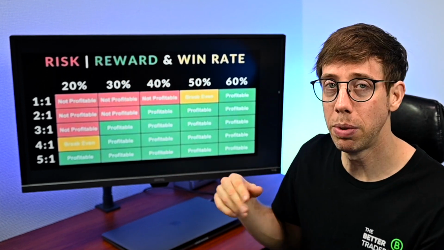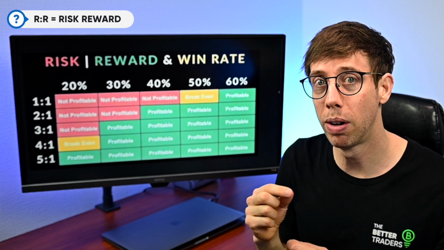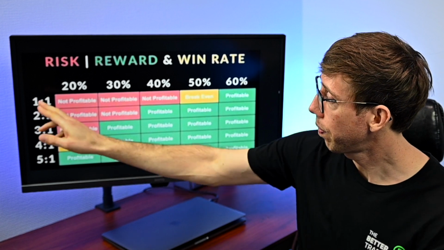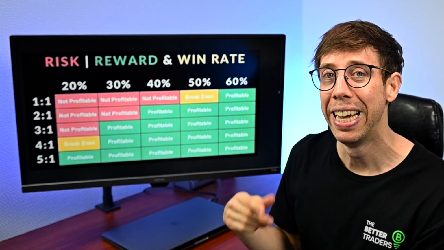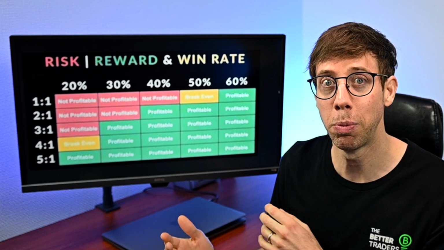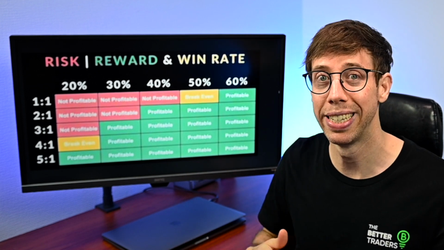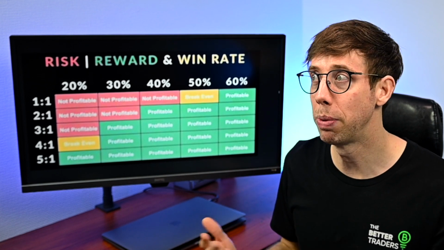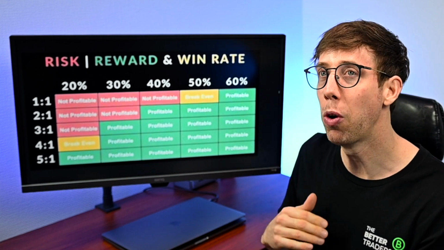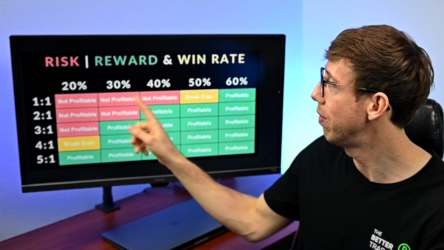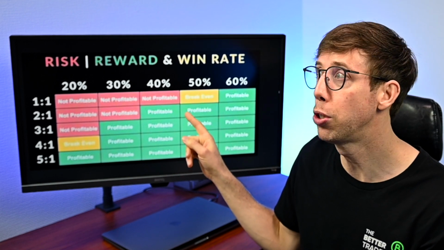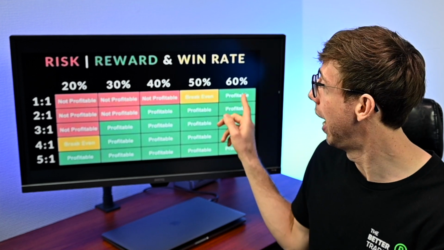So risk to reward, sometimes it's denoted as R:R, just shortened to that. So that's what we're looking at over here. That's the ratio right there. So 1-to-1 means that you're willing to risk an equal amount to what you're willing to take profit at. So if your take profit is set to 10%, then your stop loss would be set to 10%. So it's equal, it's 1-to-1. In order for you not just to be profitable at the break even, of course, you have to be right 50% of the time. But in order to be profitable long term, you need to actually be over here.